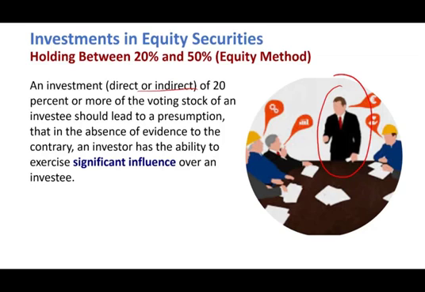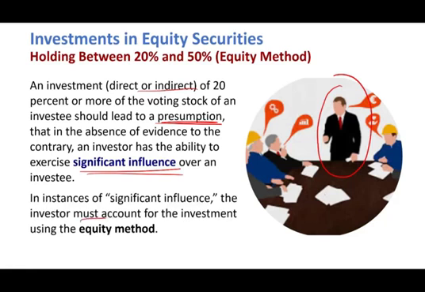Of 20% or more of the voting stock of an investee should lead to the presumption that in the absence of evidence to the contrary, an investor has the ability to exercise significant influence. You have some say. If that's the case, we have to use the equity method, basically saying the same thing again and again and again.